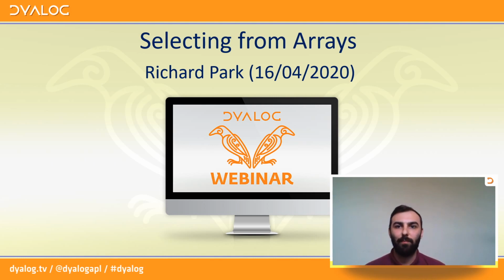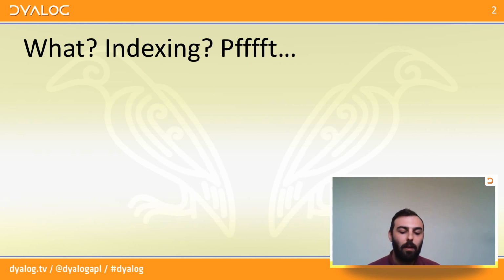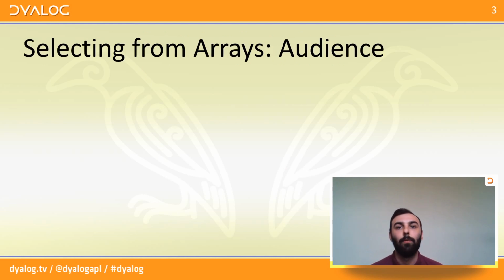I've given it the somewhat unassuming title of Selecting from Arrays, and I suppose in other languages maybe this is a bit harsh, it would be like a page on a tutorial, but obviously in a language like APL, where arrays are your first class citizens, there's going to be a bit more to talk about.